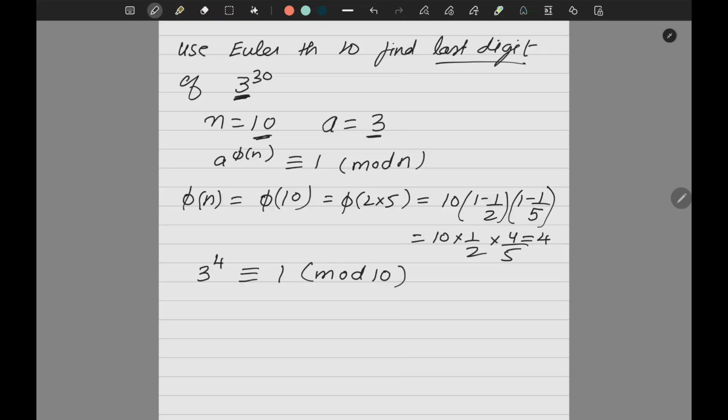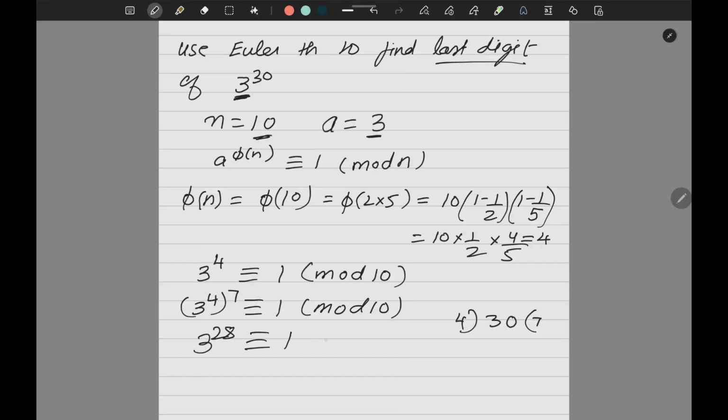Once you have got the base, now you work on the question. You want to reach 30, and you are sitting at the power 4. So let me check what power I should raise it to. If I divide 30 by 4, 4 7s are 28. So if I raise it to the power 7, it becomes 3 to the power 28 congruent to 1 mod 10.